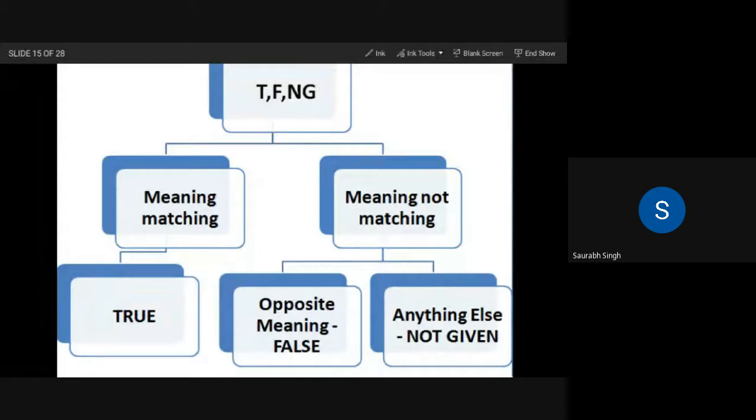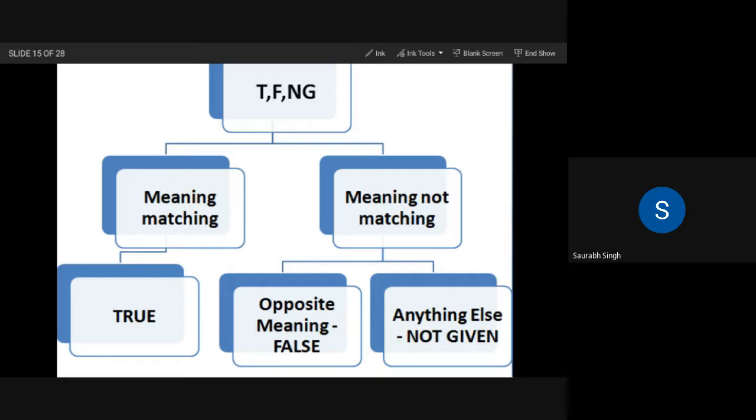If it's matching, right, 100% matching, then it's true. If meaning is not matching, then there can be 2 conditions. Opposite or contrary meaning would be false. If anything else is there beyond that, it is not given. So first we search for true, okay? All of you know, you'll search for true. If it's not true, then you will look for false, right? The question statement should match with the passage statement.